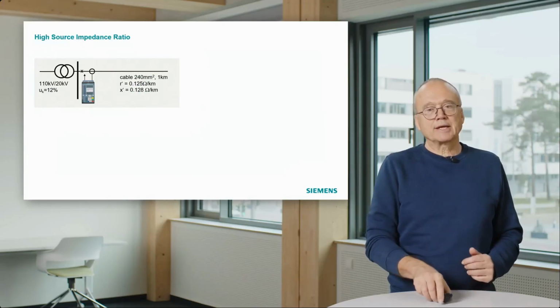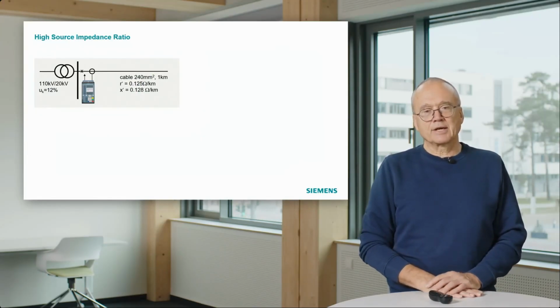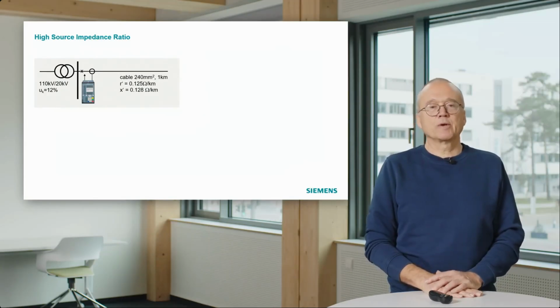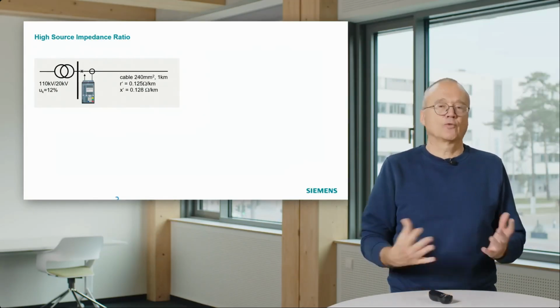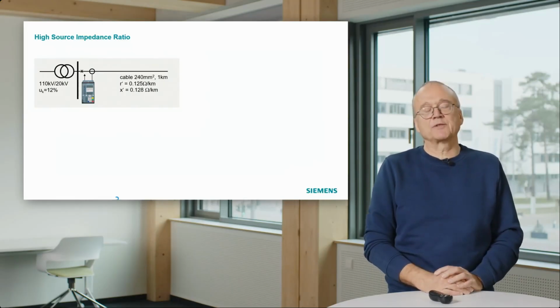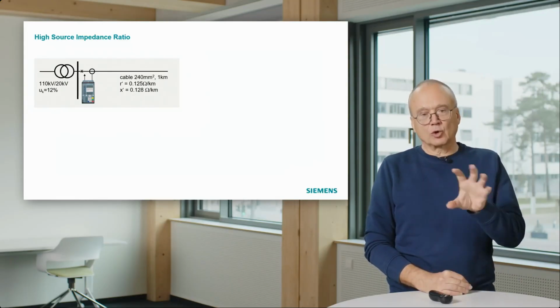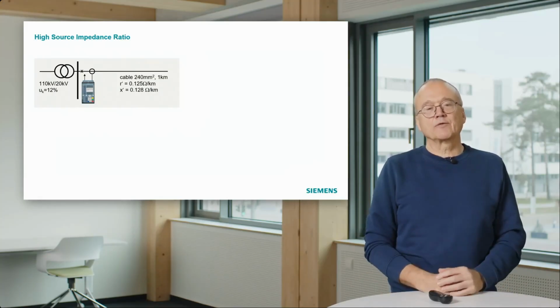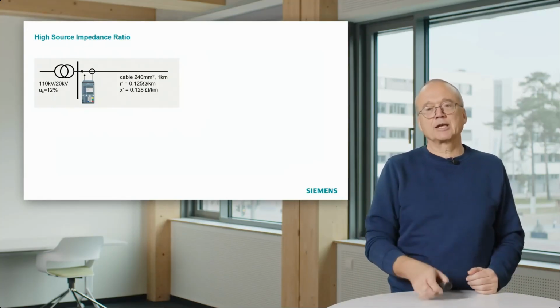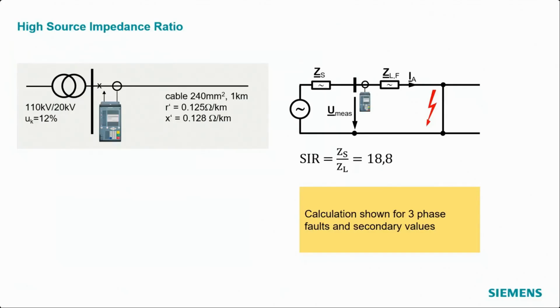Another thing we have to take into account is the high source impedance ratio we may get with short cables. So first question is, what is a source impedance ratio? If we draw a single phase equivalent for this circuit here, transformer plus cable, we get this. You see on the left side the replica for the infeed, in this case basically the transformer impedance, and then we see the impedance which represents the line, and then at the end of the line, a fault.